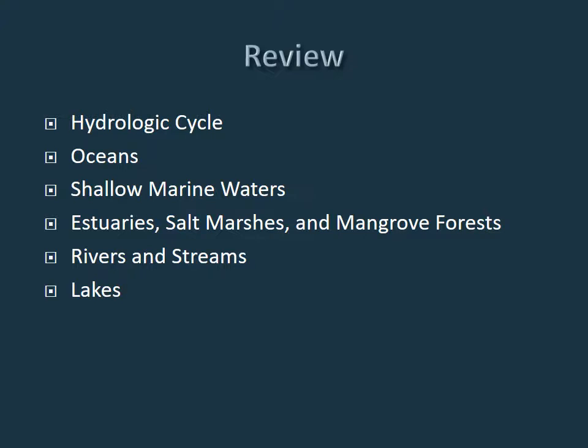That's the end of the chapter 3 part of this lecture. And again, in chapter 3, we've looked at what the water cycle is, and then some of the main structural components of oceans, shallow marine waters, estuaries, salt marshes and mangrove forests, rivers and streams, and lakes. And next we will move on to chapter 4.